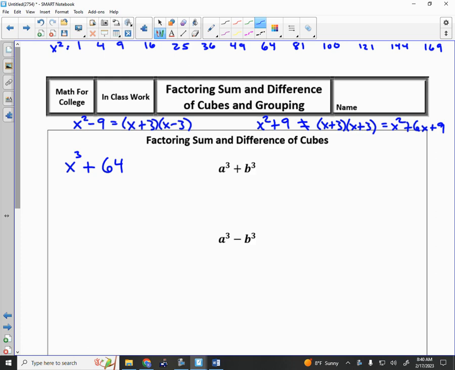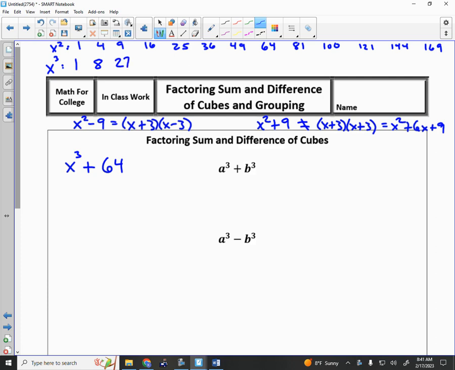But it turns out that the sum and difference of cubes factor. And so it would be good for us to think about cubes. What are some cubes that factor appropriately? If you take 1 times 1 times 1, you get 1. So 1 is a perfect cube. What is 2 times 2 times 2? 8. So 8 is a perfect cube. 3 times 3 times 3, 27. 27 is a perfect cube.